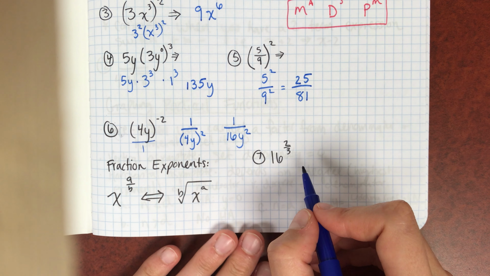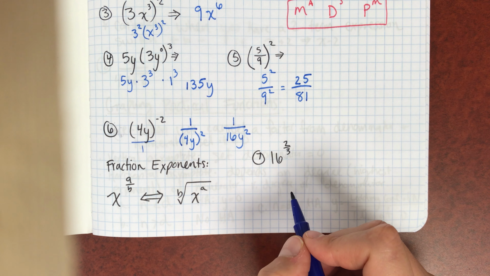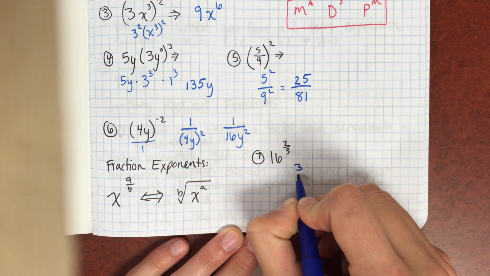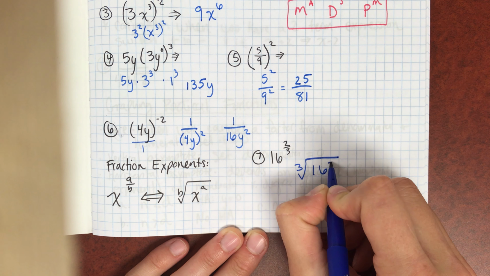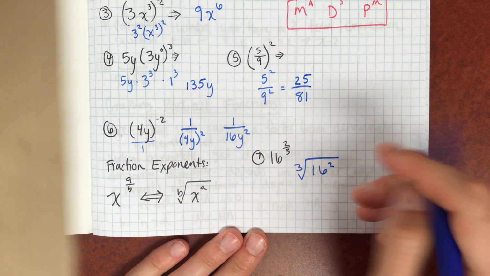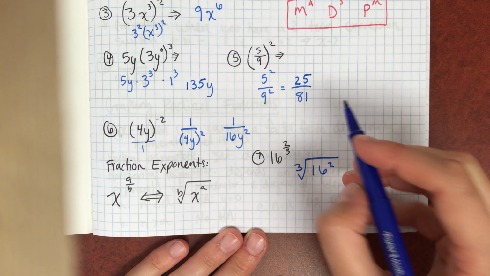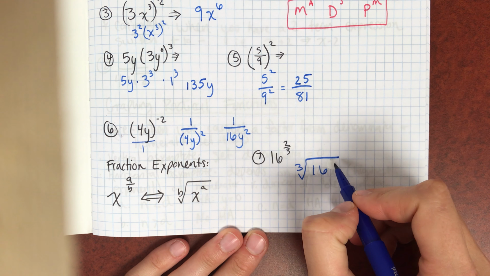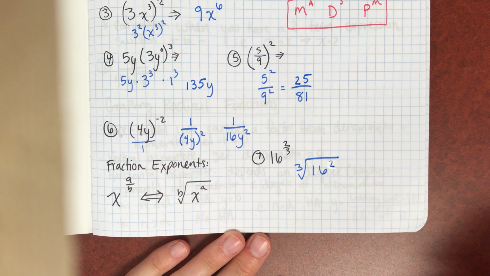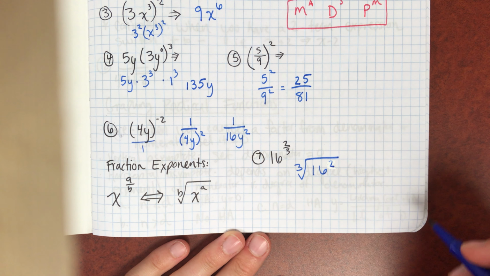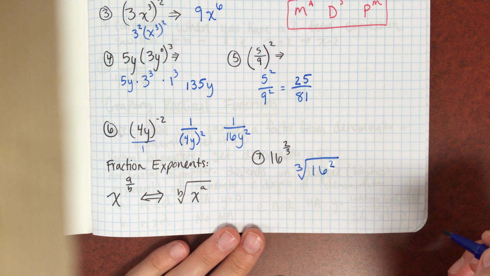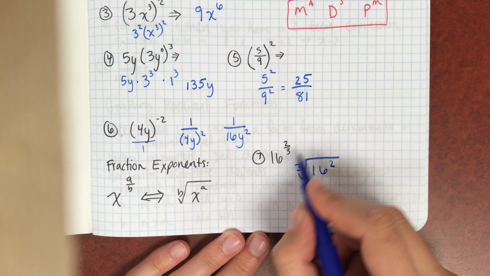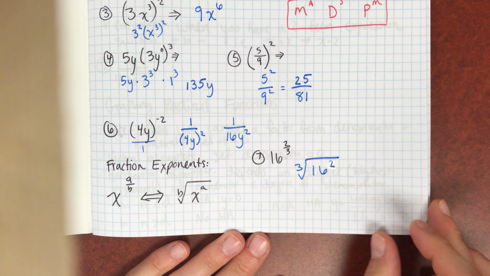All right, so here we have 16 to the power of 2/3. So this becomes the 3rd root of 16 squared. And we can go ahead and simplify that if needed. For right now, we'll just keep it as is, just for simpler sake.